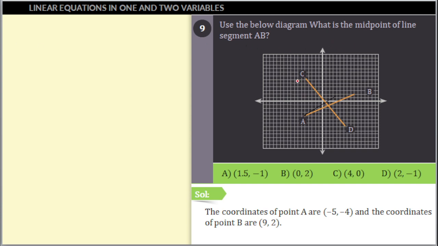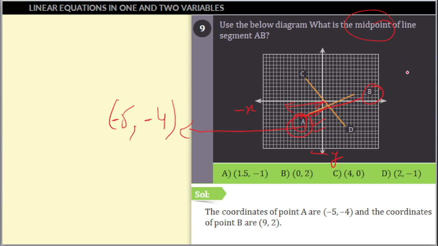There is a question. You have to find the midpoint of this line AB. For finding the midpoint, we must know the coordinates of these endpoints, right? So again, we can find the midpoint by counting these squares. In the x-axis there are 5 squares in this direction, so we'll write 5, and because this is the minus axis, I will write minus 5 comma. In the y-axis there are 4 squares, so I will write 4, and this is the minus y-axis, so I will write minus 5, minus 4. These are the coordinates of point A.